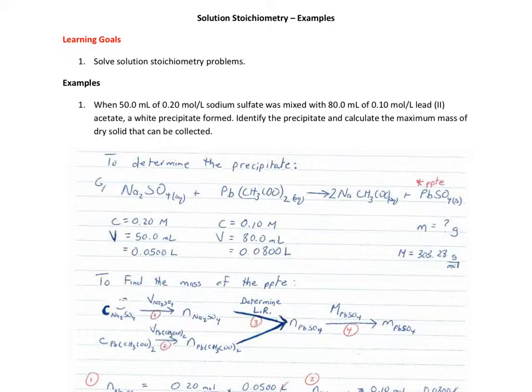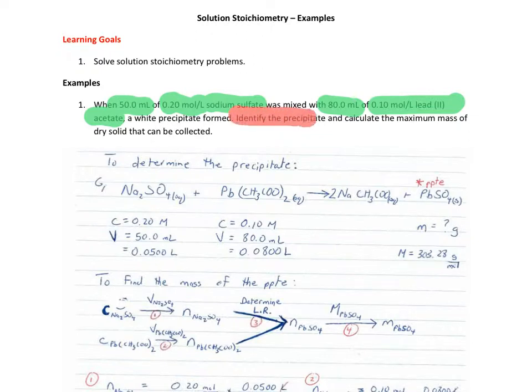So taking a look at the first example and just highlighting some of the key ideas. We've got 50 milliliters of a 0.20 molar solution of sodium sulfate, and that's being combined with 80 milliliters of 0.10 molar lead(II) acetate. And we're told that a white precipitate forms. So in this case, we need to identify the precipitate and then calculate the maximum mass of the solid that can be collected. Our first job definitely is to determine the precipitate.